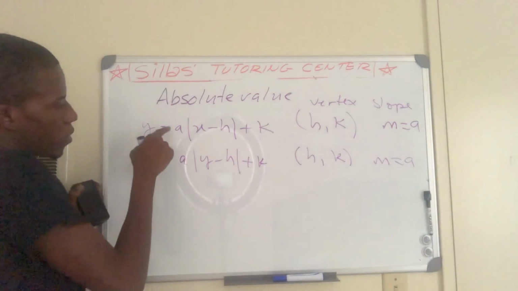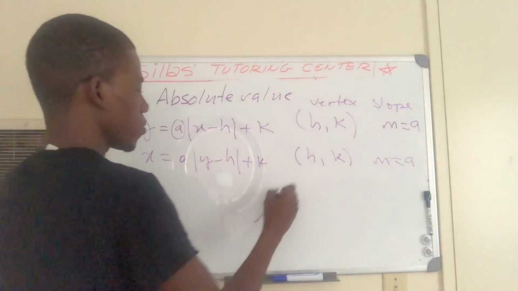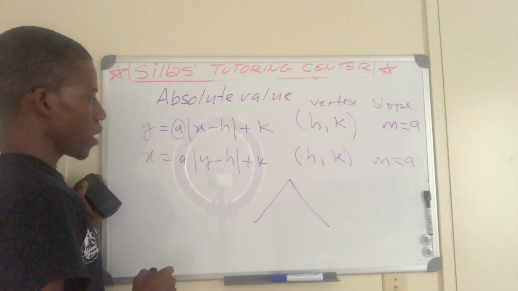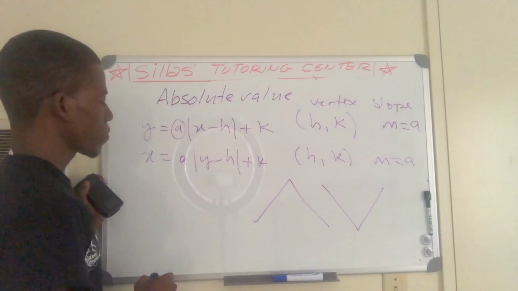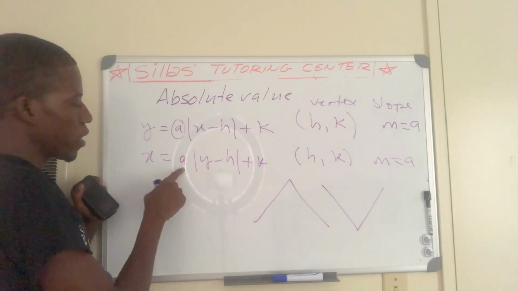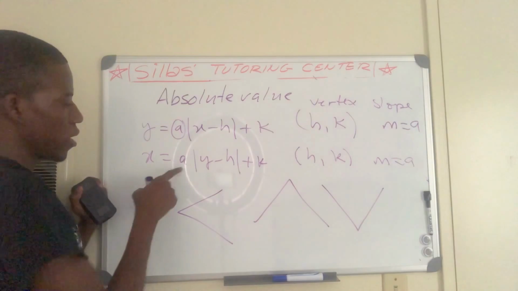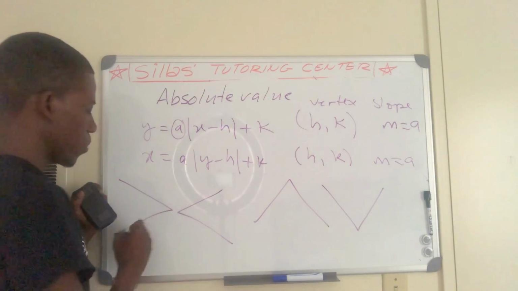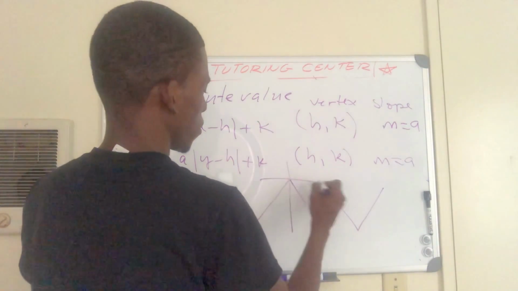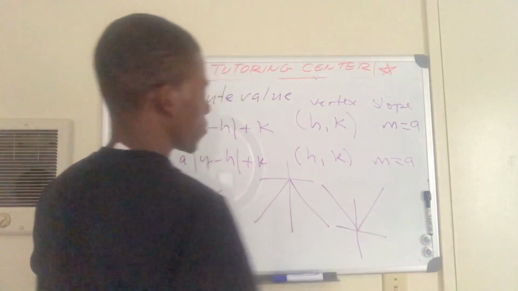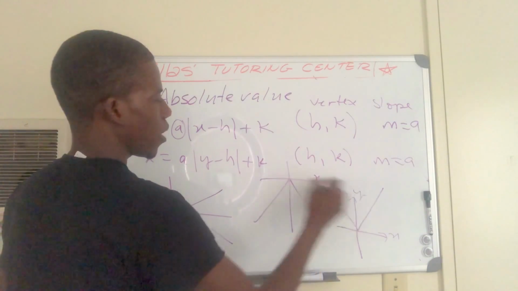So we know if this number is negative, our V opens downward. If this number is positive, our V is going to open upward. In this case, it's the same. If a is positive, our V is going to open to the right. If a is negative, our V is going to open to the left from the axis, from the coordinate system. Okay, x, y.